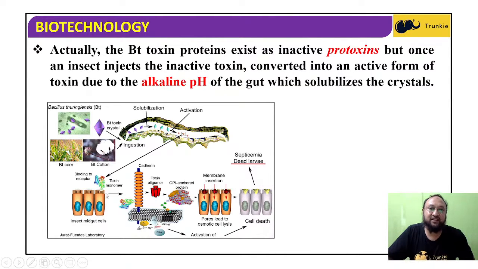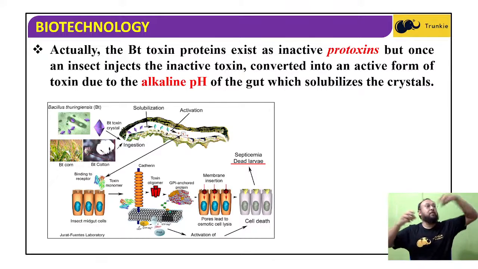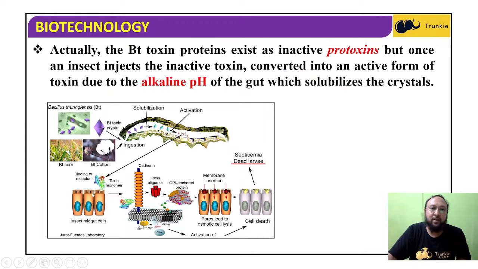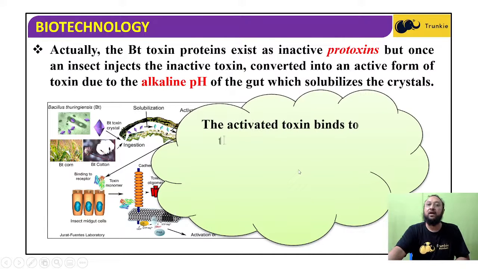Insect mid-gut cells. Mid-gut means the interior gut, the center. So there is a gut from mouth to anus, and the central part in the middle is called the mid-gut. In the mid-gut you can see the binding to the receptor by the toxin monomer, then the toxin oligomer, and the GPI and cut proteins are there, then membrane insertion and then cell death. Pores lead to osmotic lysis, so that's how activation of this protoxin causes the death of the pest.